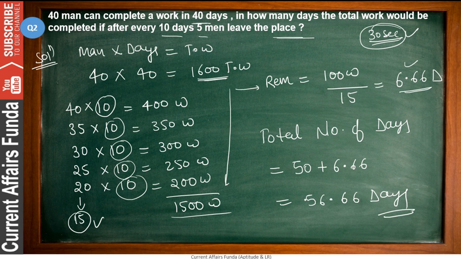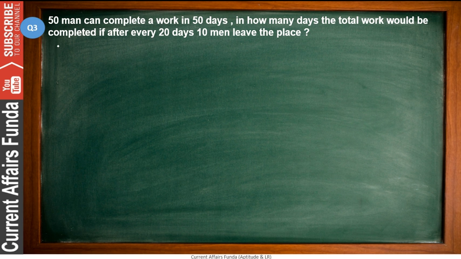Okay, I hope you understand this problem. Now let's move to problem number 3. So friends, this is very similar to the previous problems. So see, 50 men can complete a work in 50 days. First of all, pause the video and solve this problem by yourself. That is the only way to be confident in quantitative aptitude. Okay, so I'm just solving it for you.